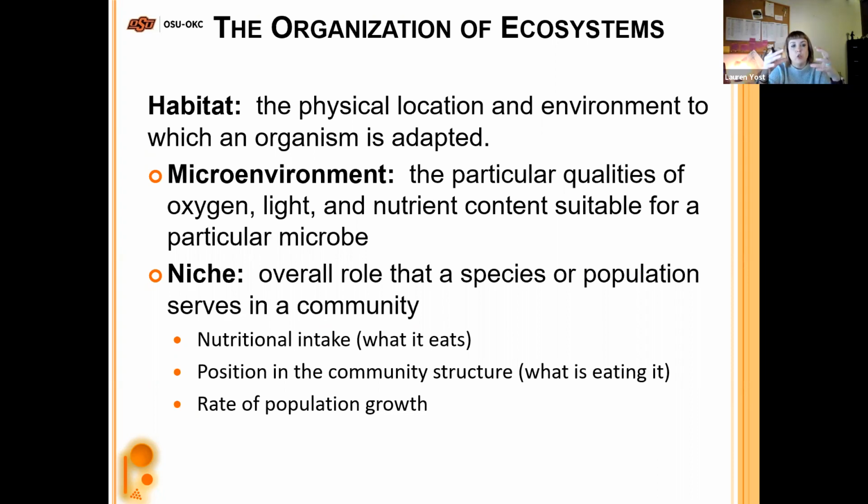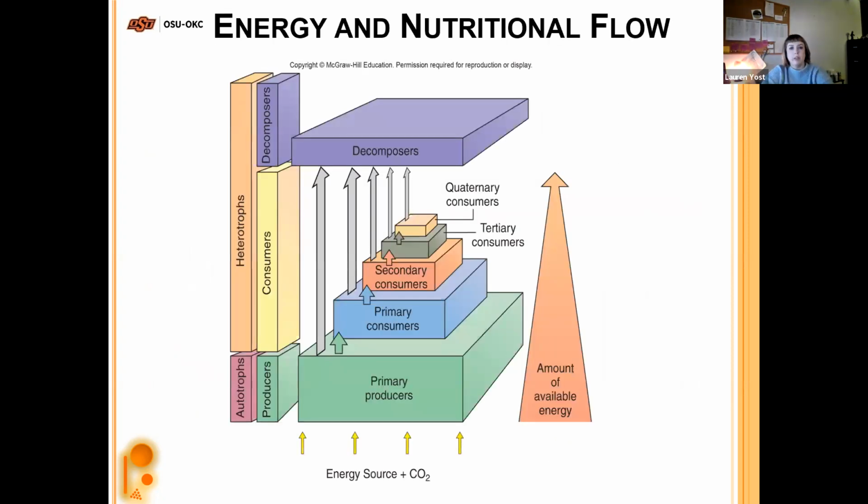That's the niche, its role in that community. So that has to do with its nutritional intake, okay? And then the position in the community structure, what is eating it, what it is eating, that sort of thing. So talking about that food chain, right? The thing at the bottom, which is eaten by the thing above it, which is eaten by the thing above it, and so on and so forth. And then the rate of population growth, how fast and quickly it will grow in comparison to everything else.